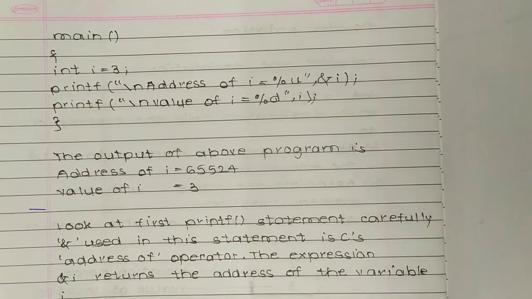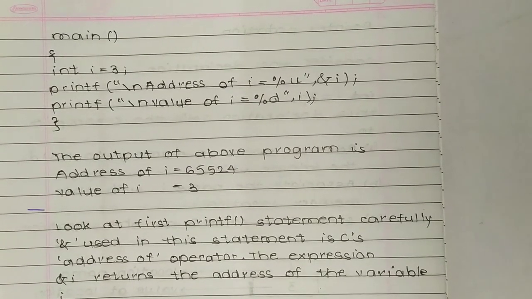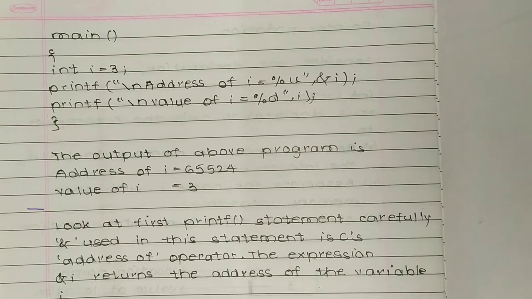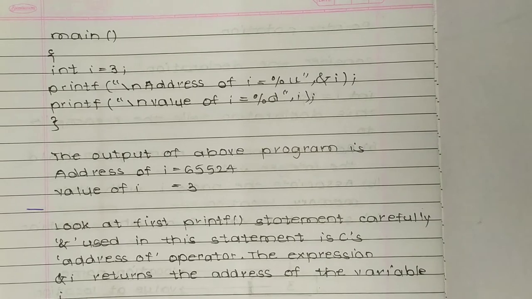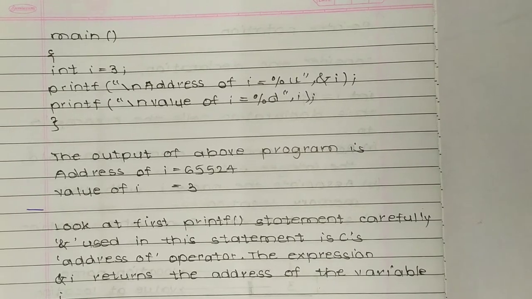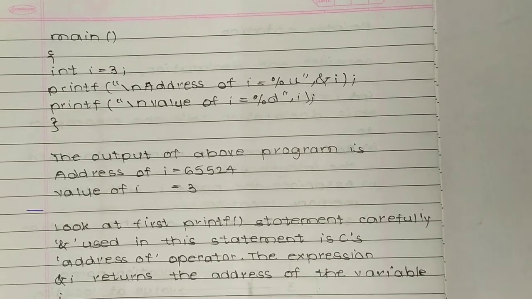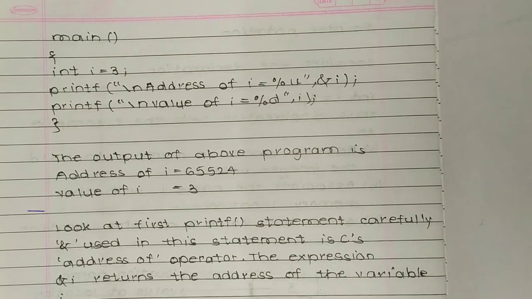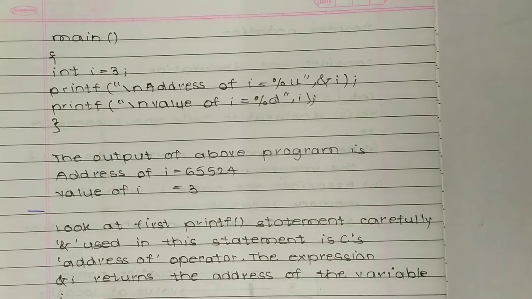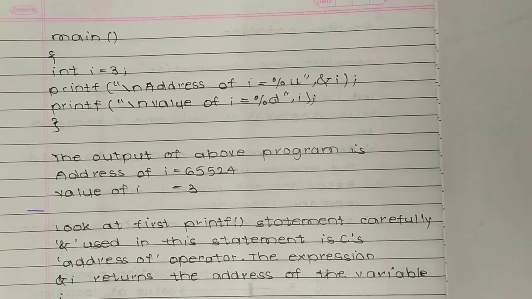So this is a program in which we get an idea about pointers. First is main. Now int i = 3, printf \n address of i = %u, &i. Now printf \n value of i = %d, i. So in this program we get output about the address of i, which is 65524, and the value of i, that is 3. So this was a program explaining pointers.